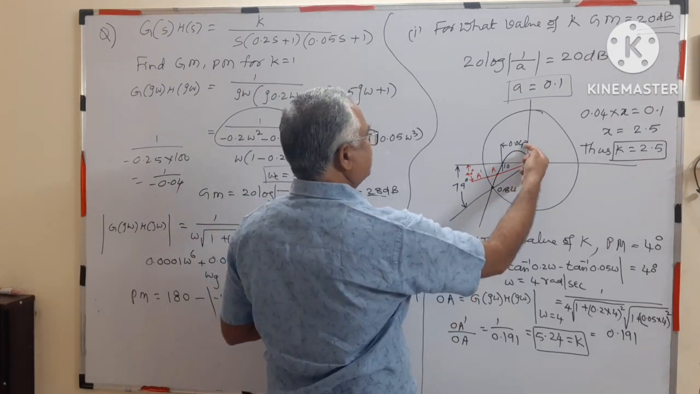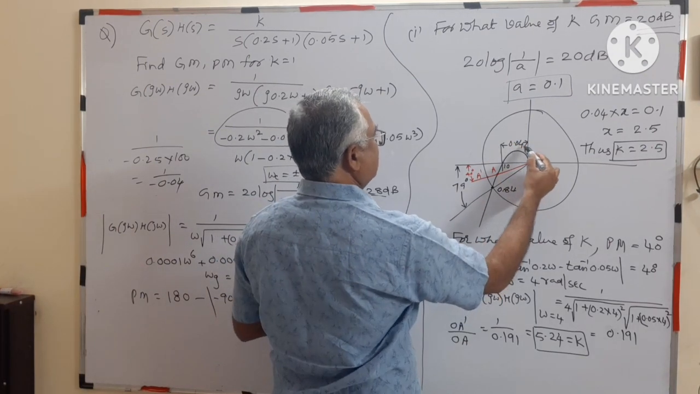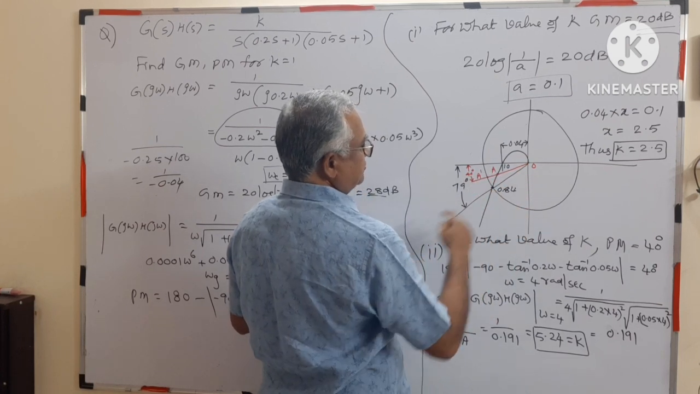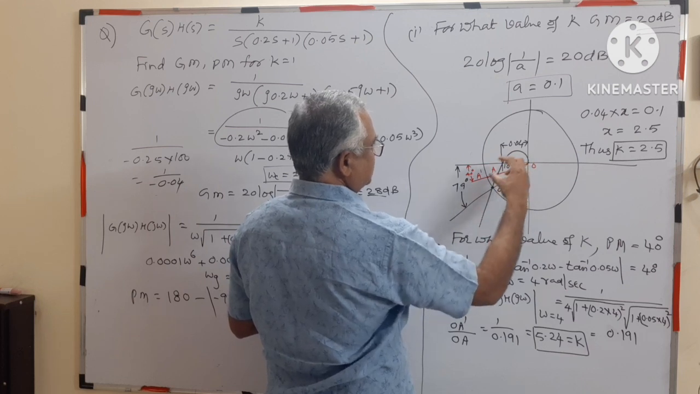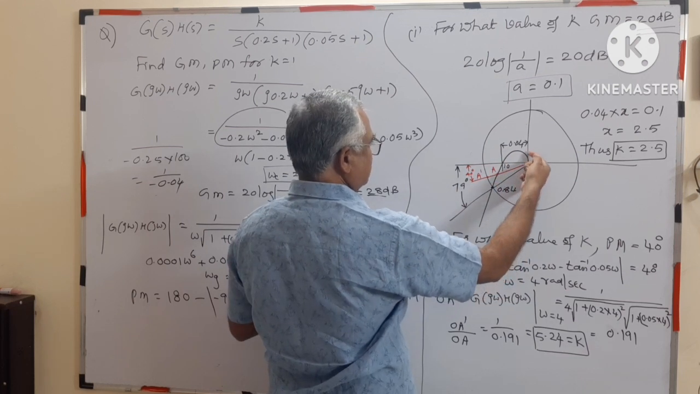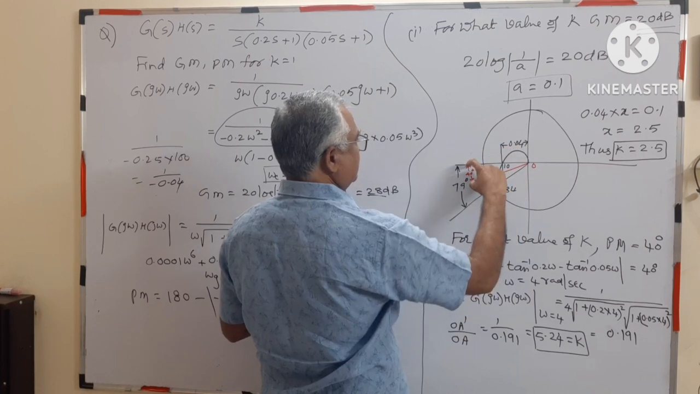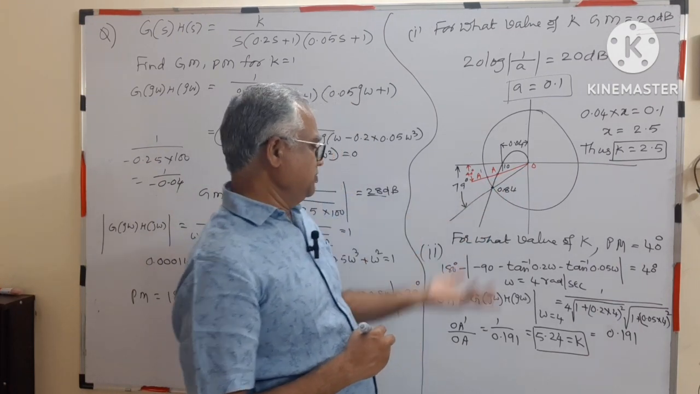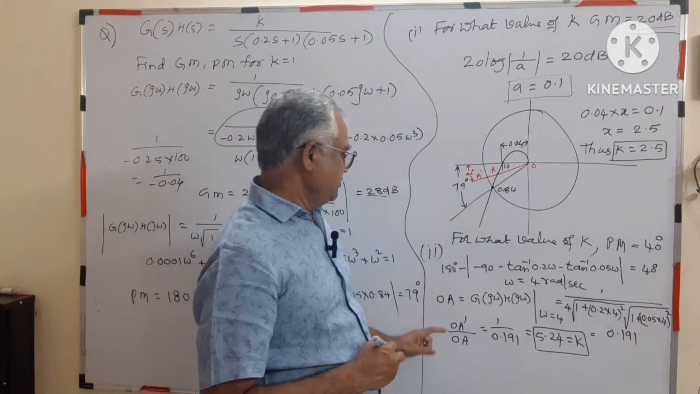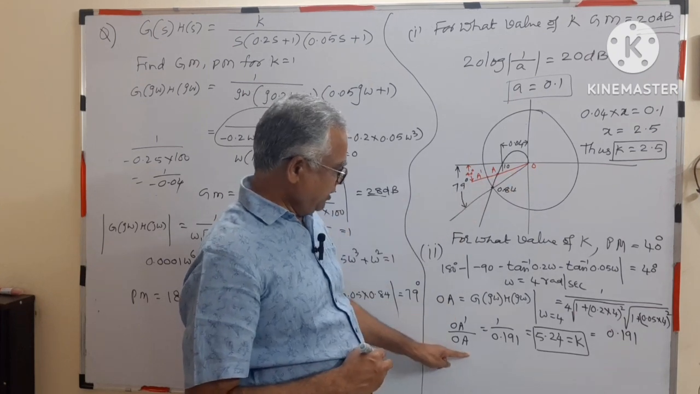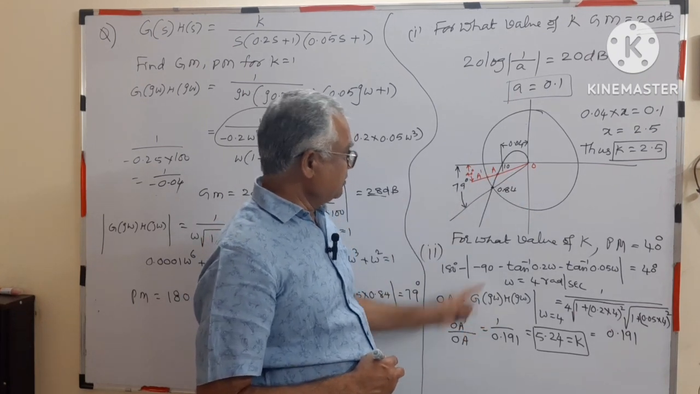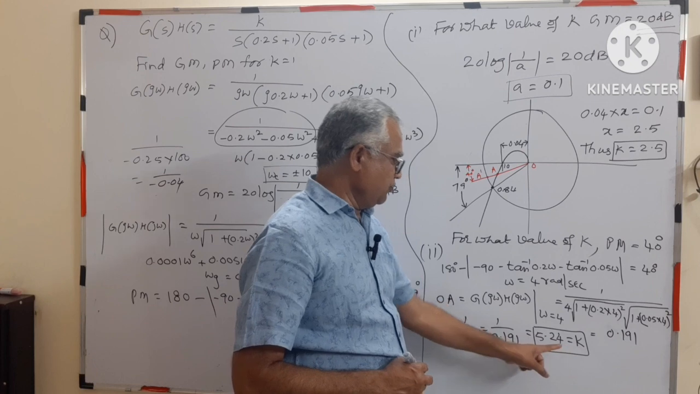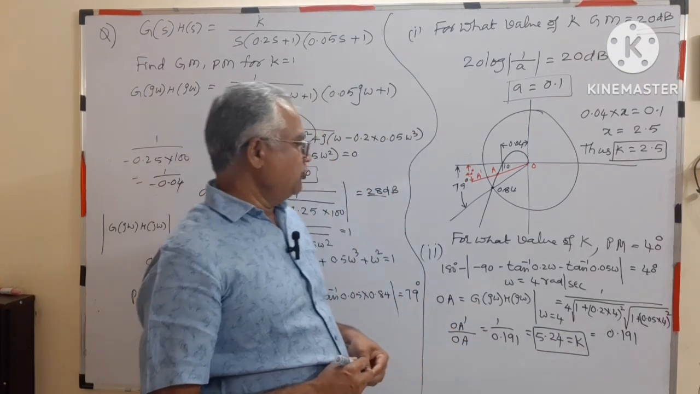If the plot is passing like this, then only you will get 40 degrees. Previously it was going like this; by how much should k increase so that this plot goes through this point? Then you will get the 40 degrees. So OA should be increased by this factor. That's why OA prime by OA. OA prime is anyway 1. This OA value we have done. This is becoming 5.24, so k is equal to 5.24.